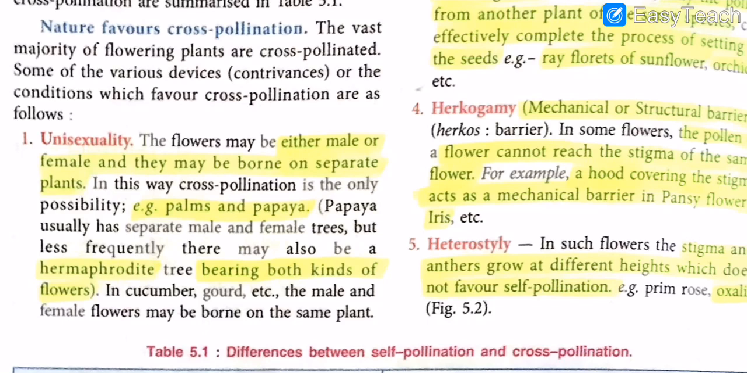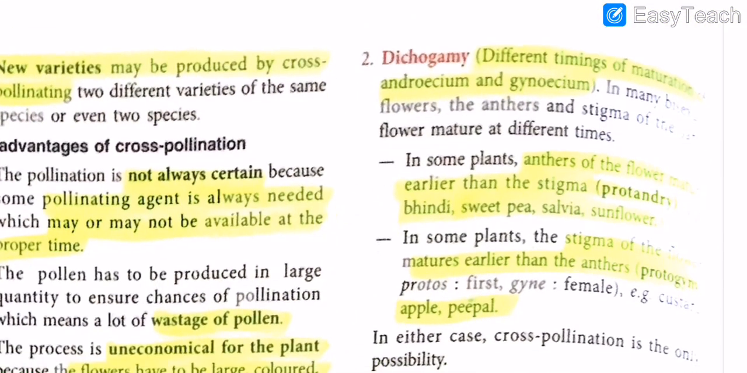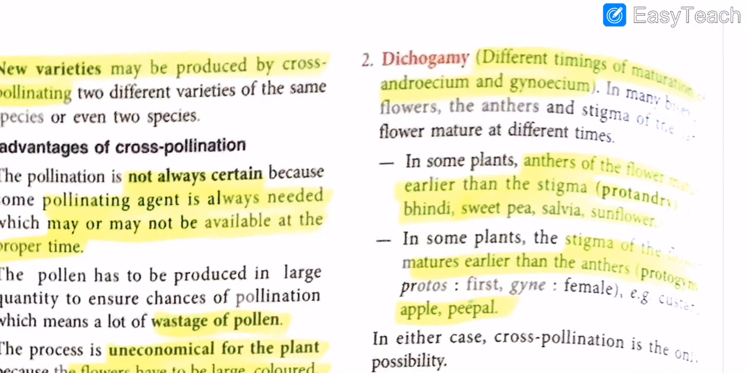Examples: palms and papaya. Papaya usually has separate male and female trees. But less frequently, there may also be hermaphrodite trees bearing both kinds of flowers. Mark this, okay? Hermaphrodite. Now, in cucumber, gourd, etc., the male and female flowers may be borne on the same plant. Then, second one is dichogamy, which says different timings of the maturation of androecium and gynoecium.